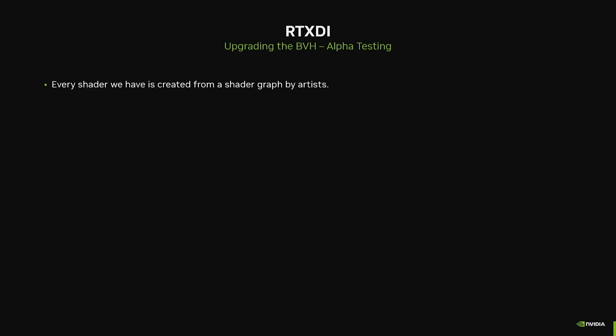For alpha testing, every shader that we have is created by our artists, and they can use anything as alpha values. They can use textures or any procedural effect that they want, and the alpha value can come from world position, noise, whatever. Therefore, we don't necessarily have an alpha texture that is ready to be used for our ray tracing pipeline. So our solution is to generate an alpha texture based on the shader graph that we have.